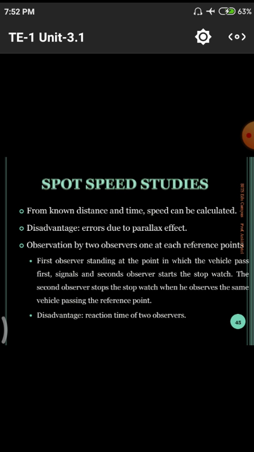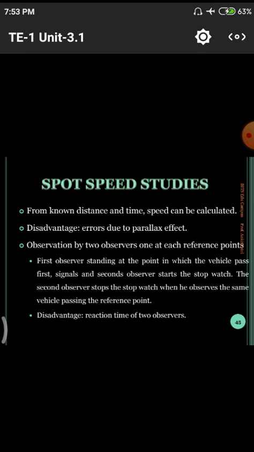Next one, disadvantages and errors due to the parallax effect. That means parallax effects are normally there with our eyes. That means some amount of parallax error in sight itself. Due to those, we have some amount of deviation, that means in small fractions, like 1.0015, 1.0010, a small fraction of deviation will occur due to these parallax errors.